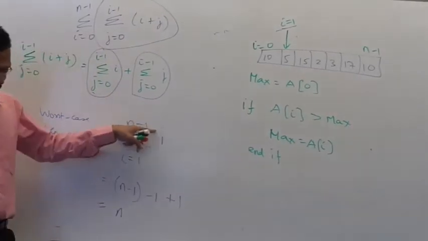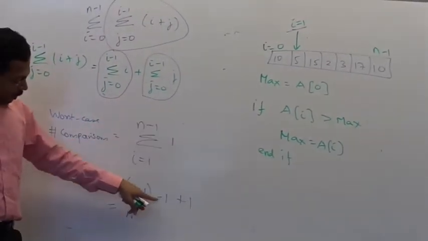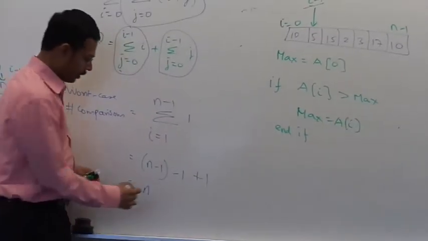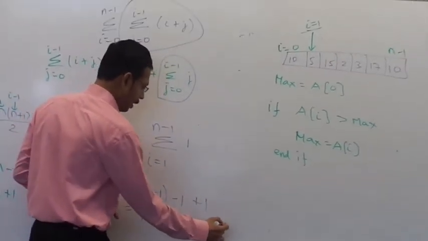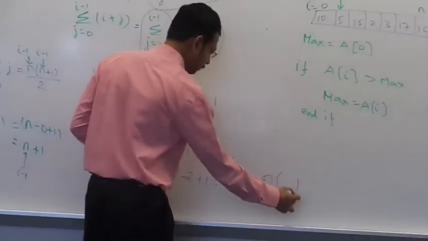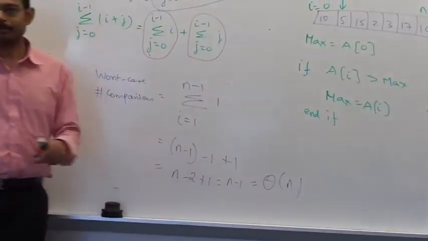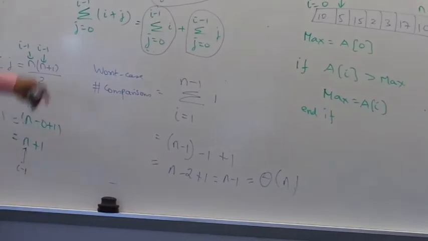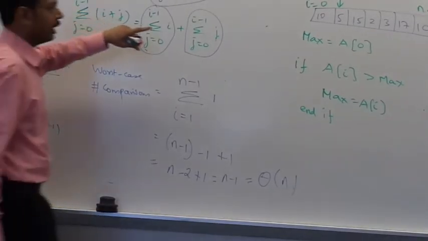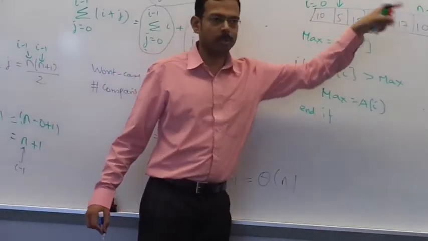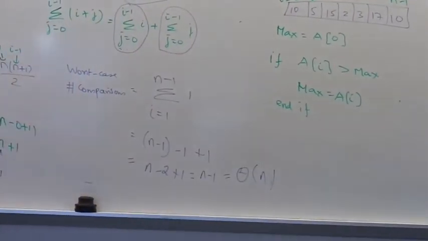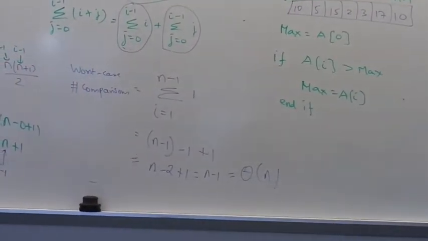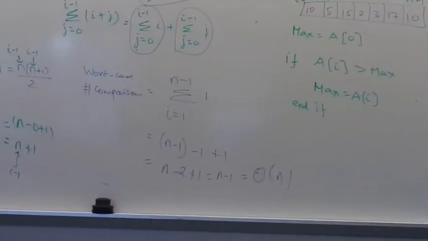n minus 1 is the upper limit, right? 1 is the lower limit, plus 1. So it's n minus 1 minus 1 plus 1, so it's n minus 1, which is theta of n. It makes sense from the array too, right? We're going through the array how many times? 1, 2, 3 up to n minus 1. We're comparing it to the last element. Okay? Clear?